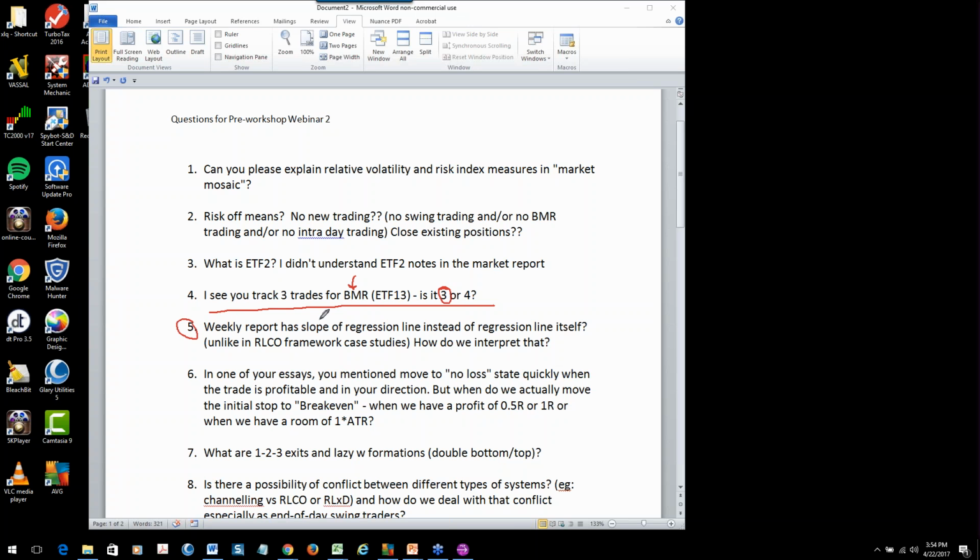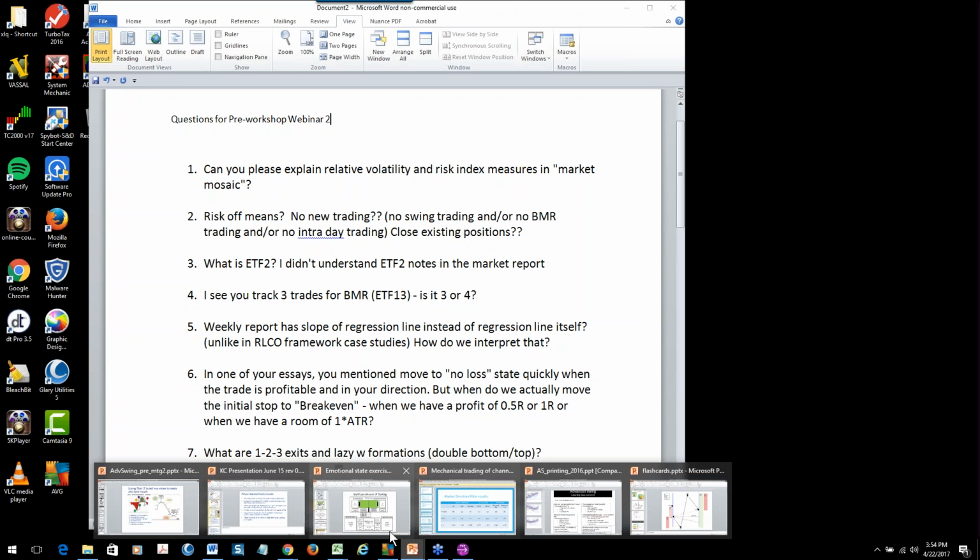Question number 5. The weekly report looks at the slope of the regression line instead of the regression line itself. How do we interpret that? So this is the idea. This is an advanced idea called the slope statistic. Let me talk you through that one. You'll see this in the weekly report as well.